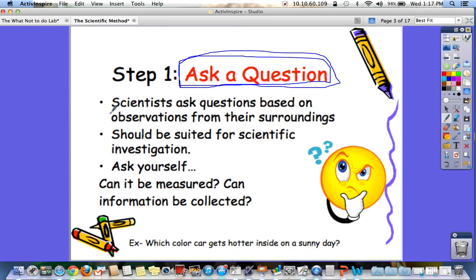Scientists, like I said, base their question on observations, generally from your surroundings or something that's happening in your life. When you do a scientific experiment, it generally needs to be something that you can collect data on and measure the information. Another example, other than what should I wear today, might be which color car gets hotter on the inside on a sunny day.